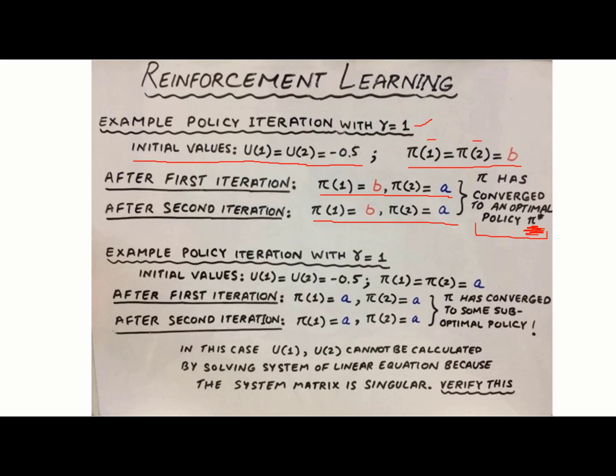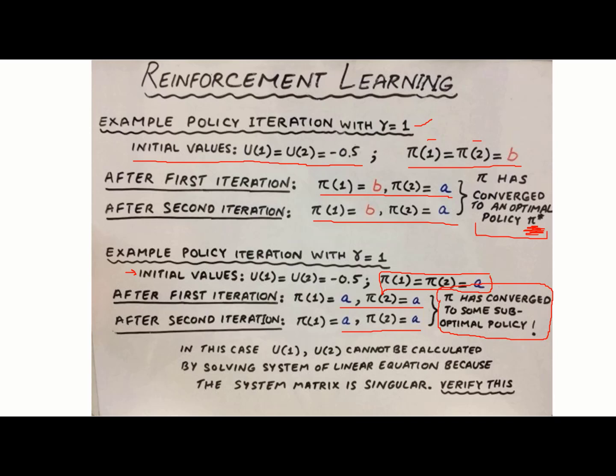However, if we start with a different policy where pi 1 and pi 2 are set equal to A, and other initial values are kept the same as before, then we find out that after the first iteration, the policy has remained unchanged, and it remained unchanged in the subsequent iteration. So the pi has indeed converged, but the question is, has it converged to an optimal policy?